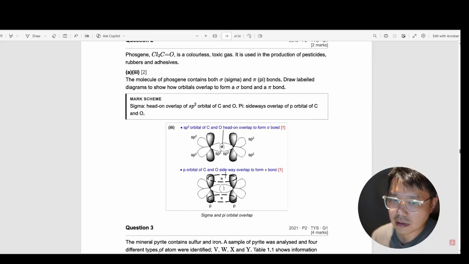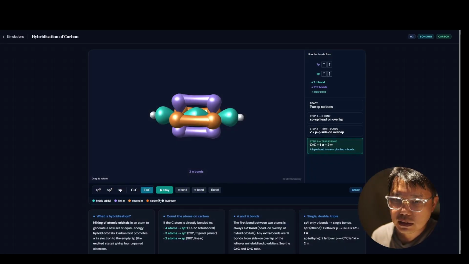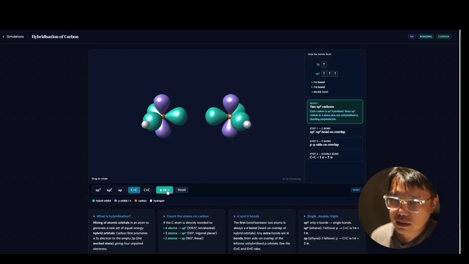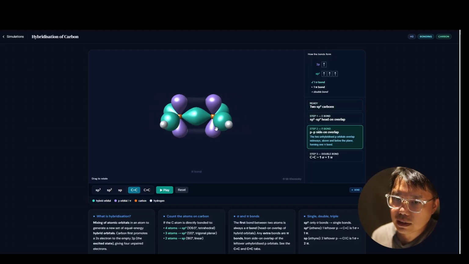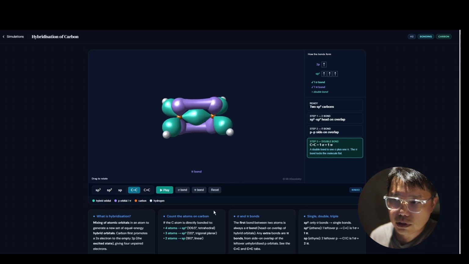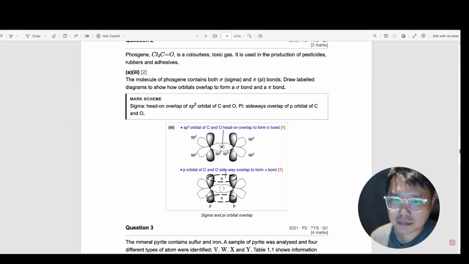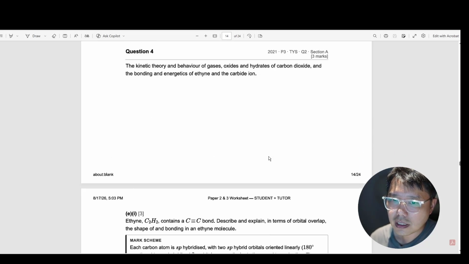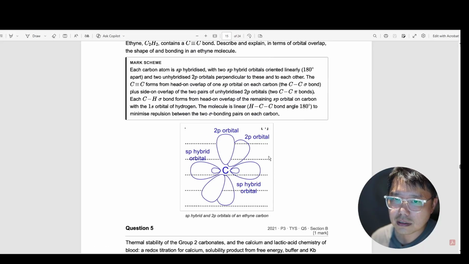So earlier on, I think we had looked at ethene, right? If you look at it, this is your sigma, and this purple is your pi bond. So pretty much the same thing. You just need to actually draw it out and label it properly. Okay, so this will earn you 2 marks. Very simple question. Then let's look at the next one.